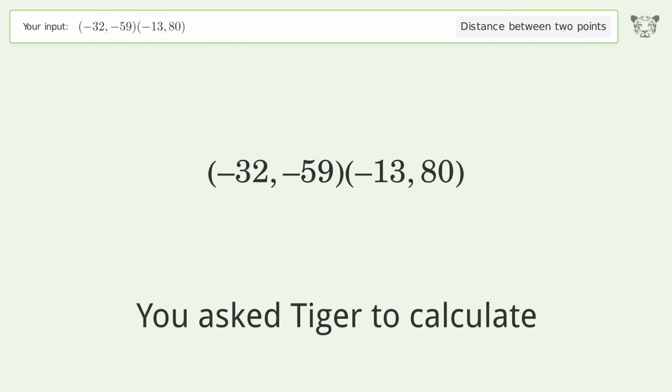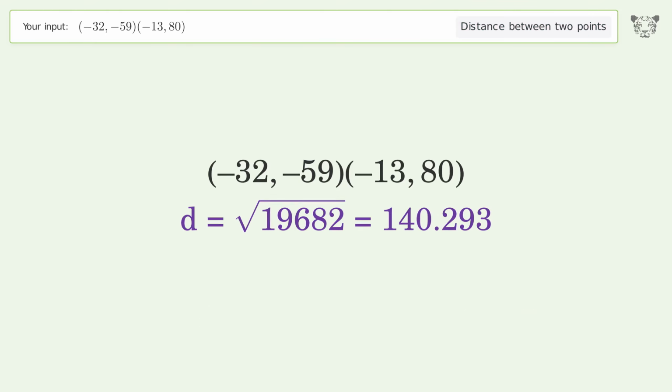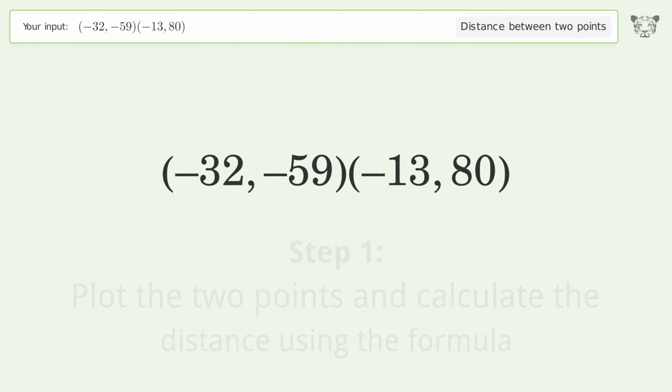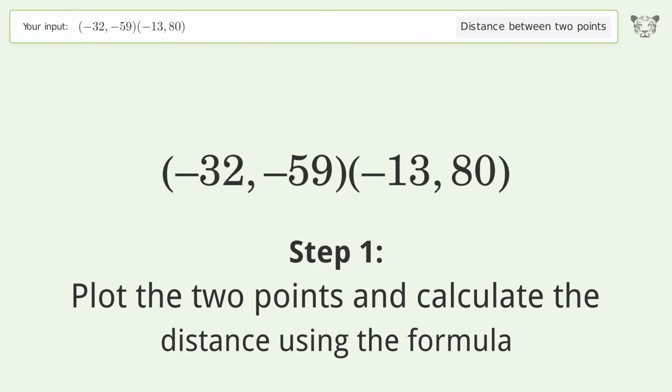You ask Tiger to calculate. This deals with the distance between 2 points. The distance between the 2 points is the square root of 19,682 or 140.293. Let's solve it step by step. Plot the 2 points and calculate the distance using the formula.